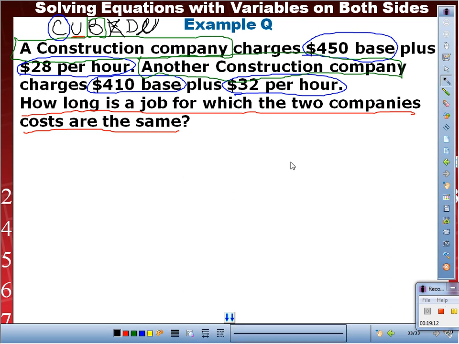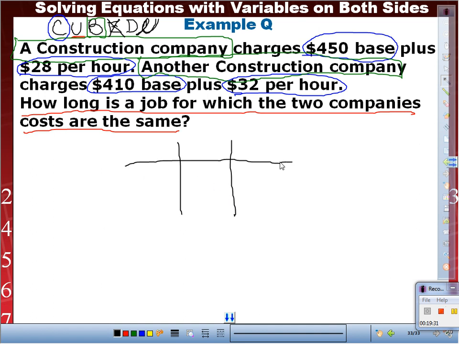I guess. So, question. What did we box that was important? A construction company and another construction company. So how many construction companies? So that's how we're going to start our table. You draw 2 lines down and 1 across. All right, everybody there? Focus, please. So 2 lines down, 1 across.